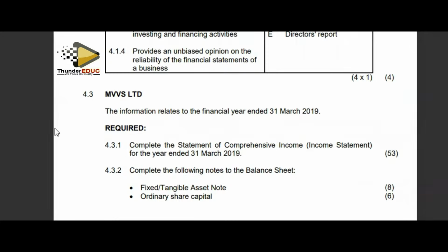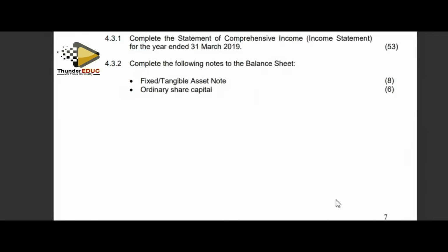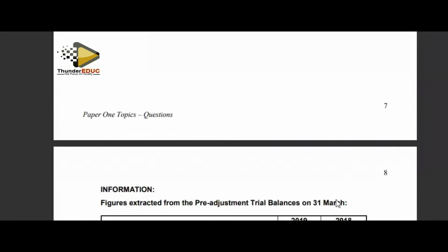So the examiner wants us to complete the statement of profit or loss, statement of comprehensive income, which we call the income statement for the year ended 31st March 2019. Okay. Then you're required to complete the following notes to the balance sheet. So this one, the tangible asset note is 8 marks and the ordinary share capital is 6 marks. Let me see if there is another part. No.